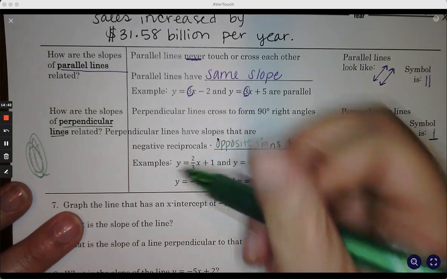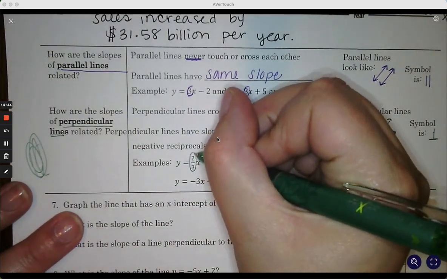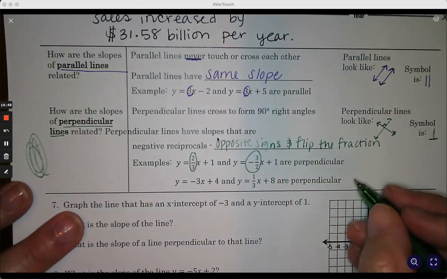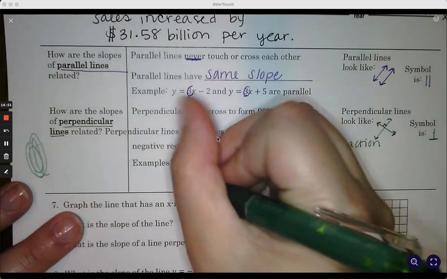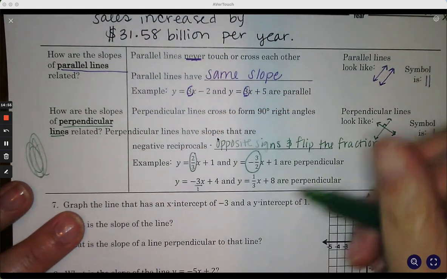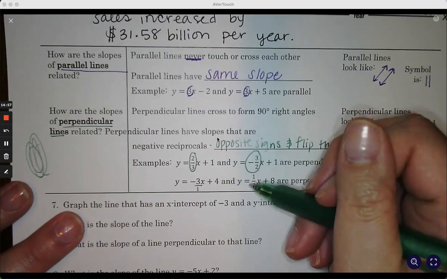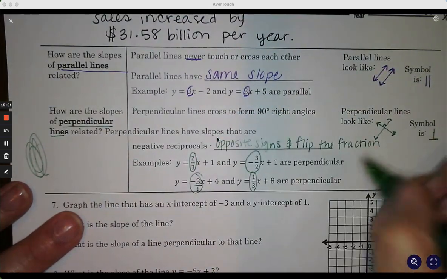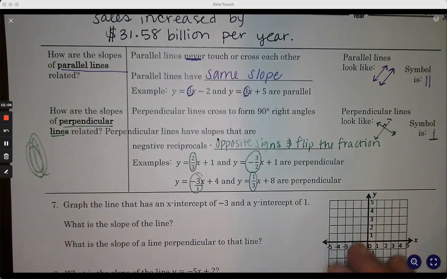Notice these two, we have 2/3 and negative 2/3. Those are perpendicular. We have negative 3, which is the same thing as negative 3 over 1. So when we flip it to make it perpendicular, it becomes a positive 1/3. That's how we get perpendicular lines.